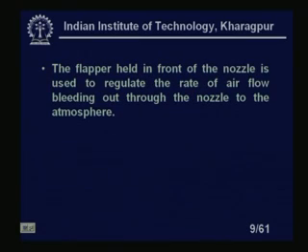If you are asked what a flapper nozzle system is, you must write this line. The flapper nozzle system consists of a chamber of small volume connected to a constant pressure source on one side, which is the supply pressure, and vented or bled on the other side to the atmosphere through a nozzle. The flapper in front of the nozzle is used to regulate the rate of airflow bleeding out through the nozzle to the atmosphere. As I told you, we have explained how the movement of the flapper regulates the rate of air bleeding to the atmosphere.